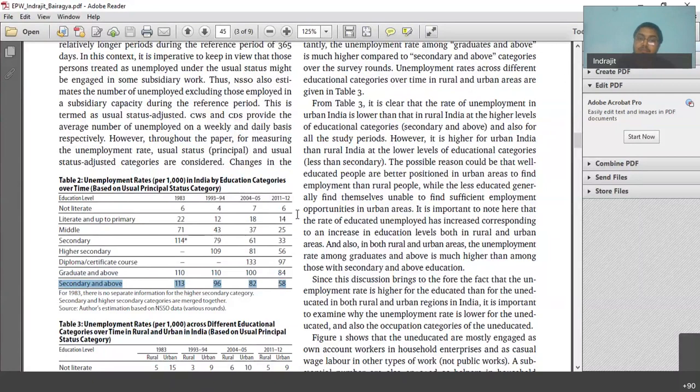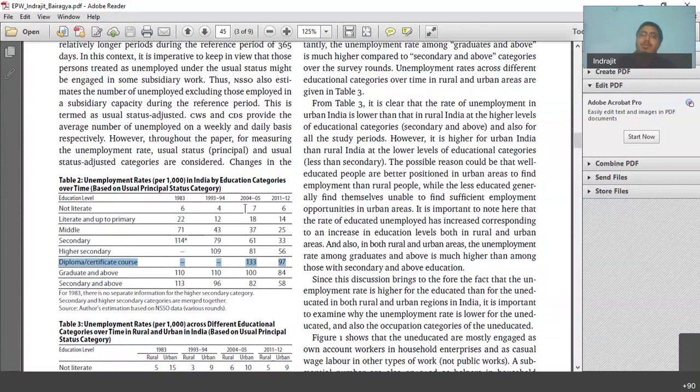But here you see that unemployment rate increases. 6 to 14, 14 to 25, again 33, again 56, again 97. And it is marginally decreased, it is 84. Because this diploma and certificate course accounts for this, technically educated people account for the highest unemployment rate. So this unemployment rate increases with the increase of the education level.